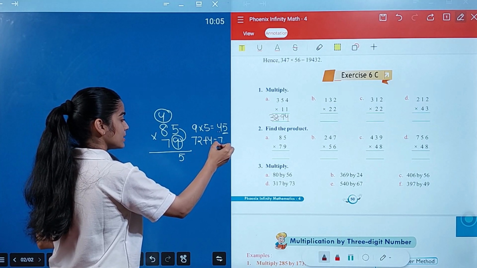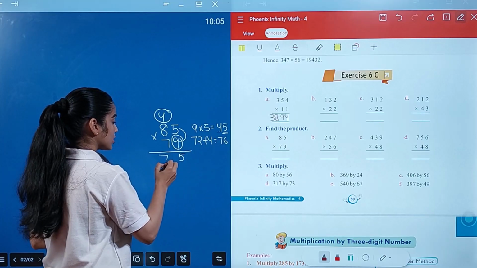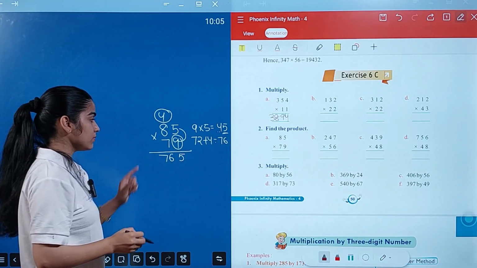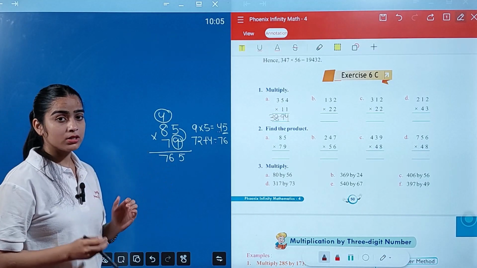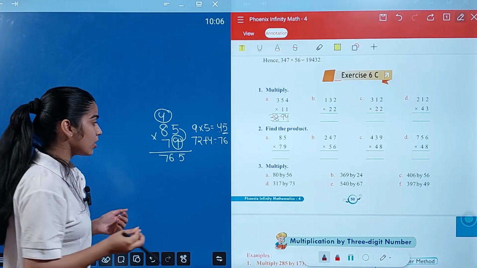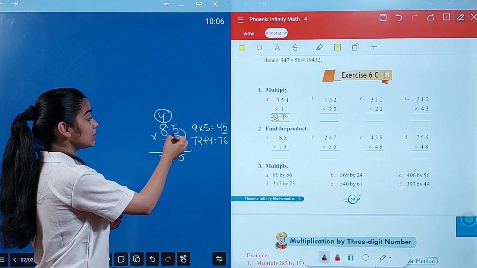Your answer will be 76. So we write the two digit number. Now the question is, ma'am, in the first case you write only the last digit and in the second case you write the two digit number. Why?